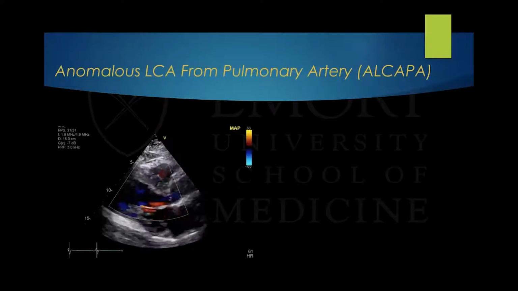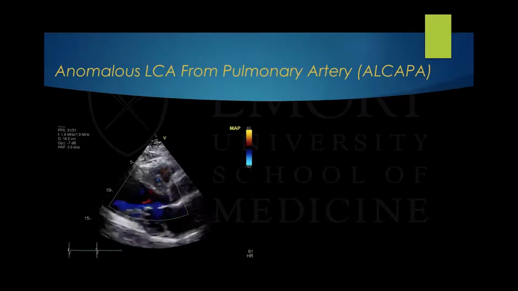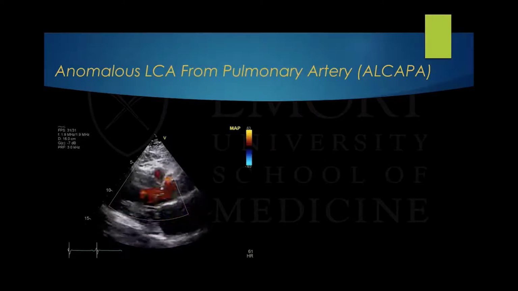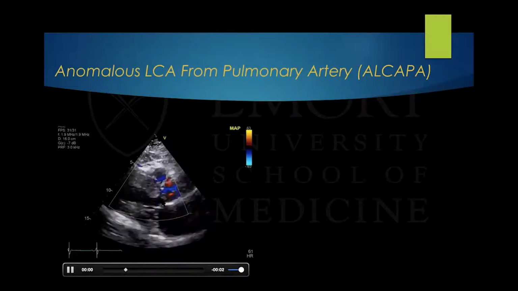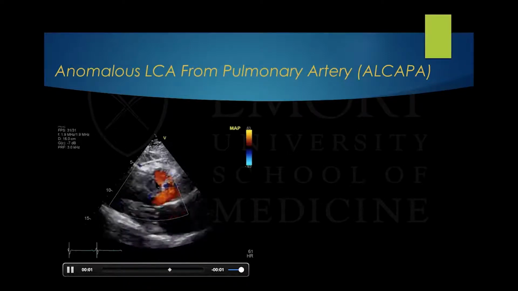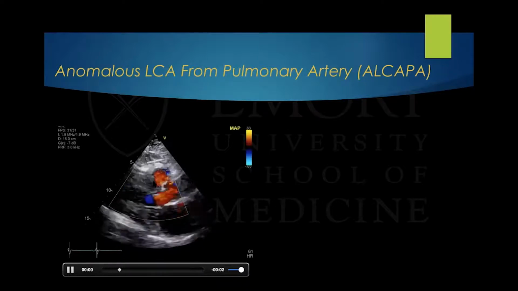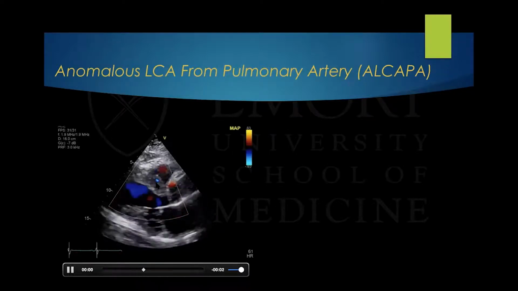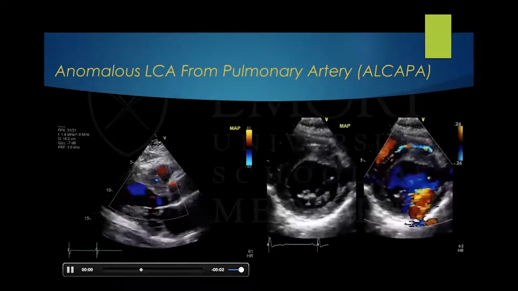Now moving over to the anomalous coronaries, we're going to start with the ALCAPA, that stands for anomalous left coronary artery from the pulmonary artery. So in the parasternal long axis view, you can start to see with the color that there is an unusual flow, blue flow here along the interventricular septum. This is your LAD, your left anterior descending artery, that is actually running reversed because it's going into the pulmonary artery instead of the aorta.